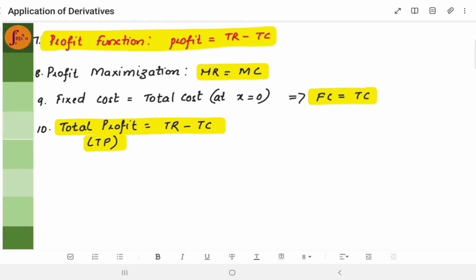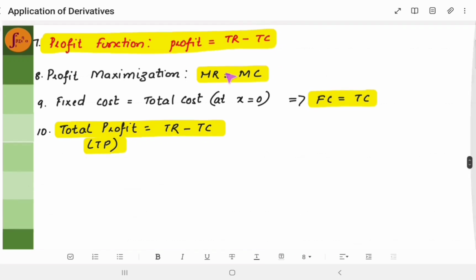So profit is maximum when there is a balance between revenue and cost, right? The amount that is coming into the organization and the amount that is going outside the organization, there has to be a balance, there has to be an equilibrium. That's when the profit is going to be maximum. That's why we say whenever marginal revenue is equal to marginal cost, profit would be maximum. This is called profit maximization.